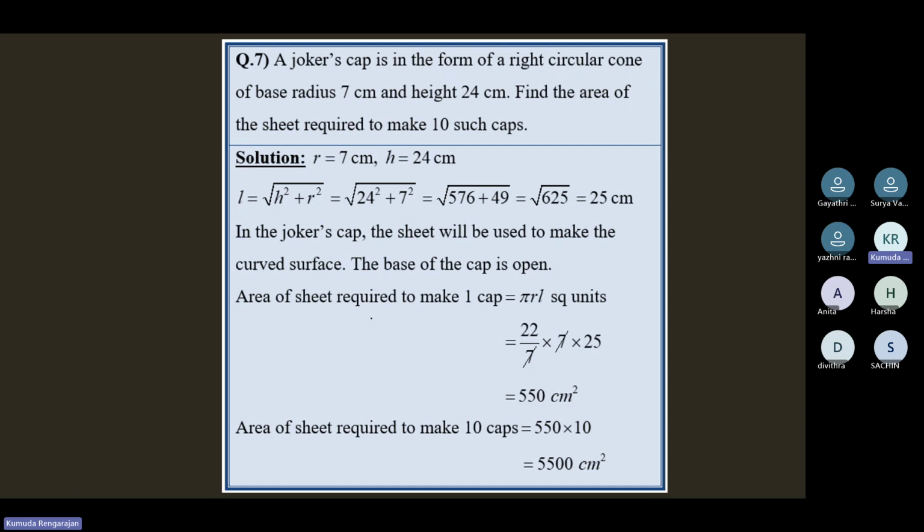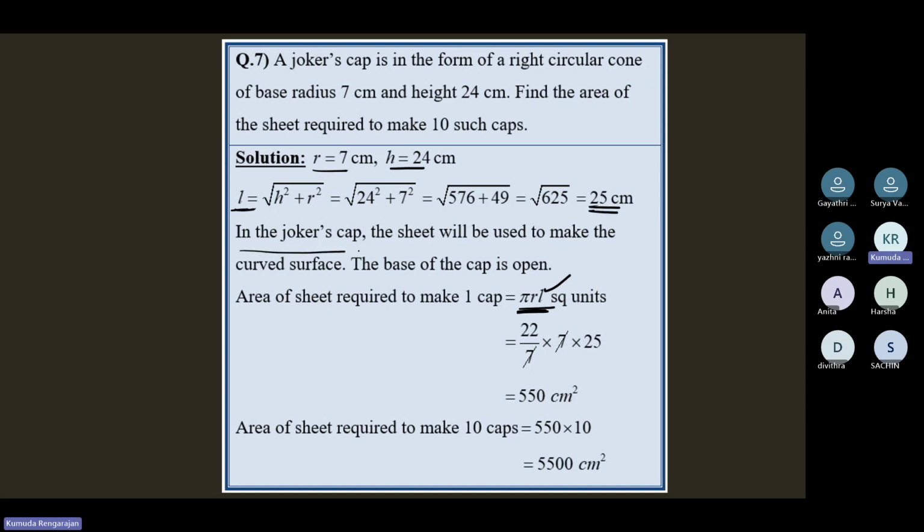So find the area of sheet required to make one cap, which is the CSA, pi RL. This is to make one cap, into 10 caps. Listen carefully. R is given, H is given in the question. Why should we find L? Because to find curved surface area, this is the formula, and we need L. So find L, root of H square plus R square.